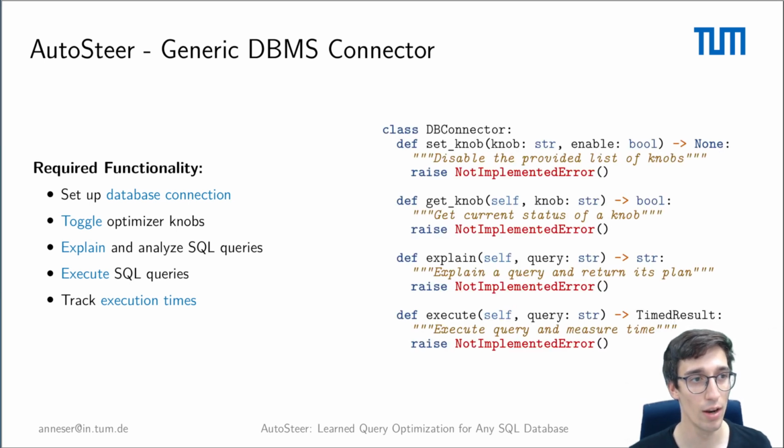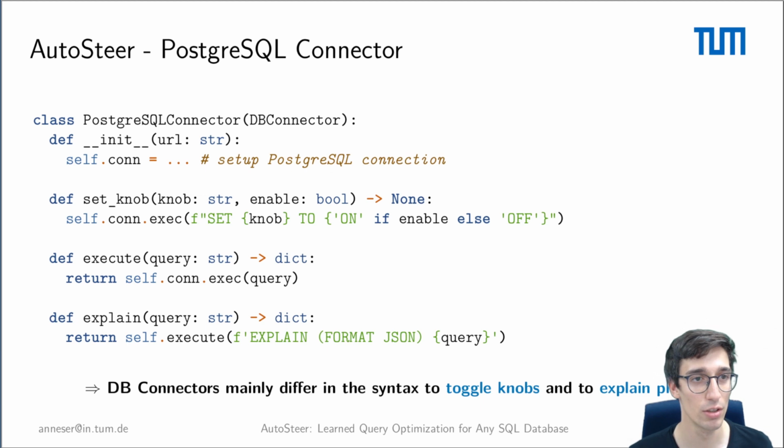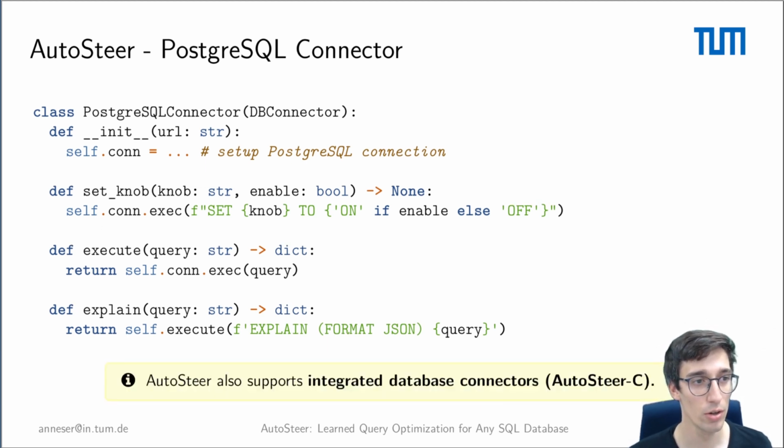To the right, you can now see a simple base class from which a new connector could inherit. For example, let's have a look at the Postgres connector. Here you can see that the connectors mainly differ in the syntax to toggle knobs and to explain query plans. But of course, AutoSteer also works with an integrated database connector, which would take more time to implement, but is usually more effective than the explain-based generic connectors.